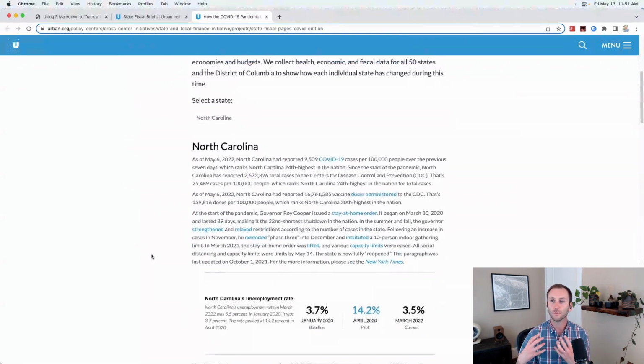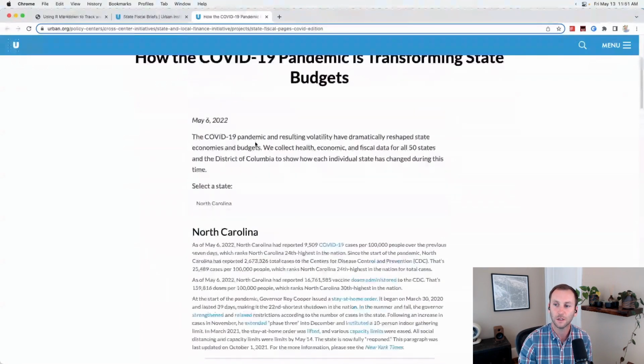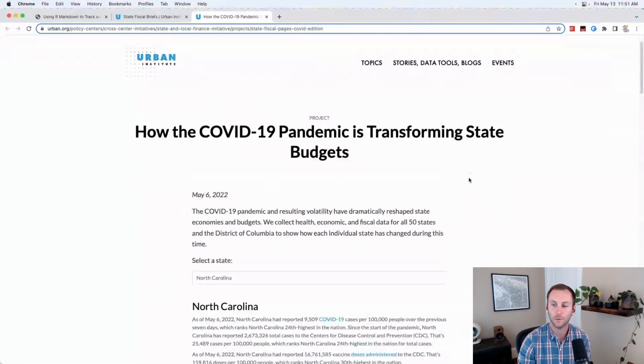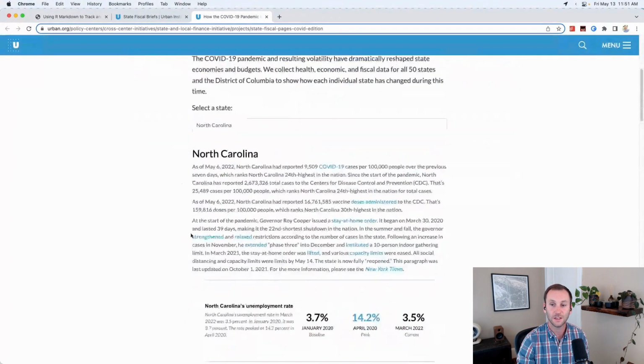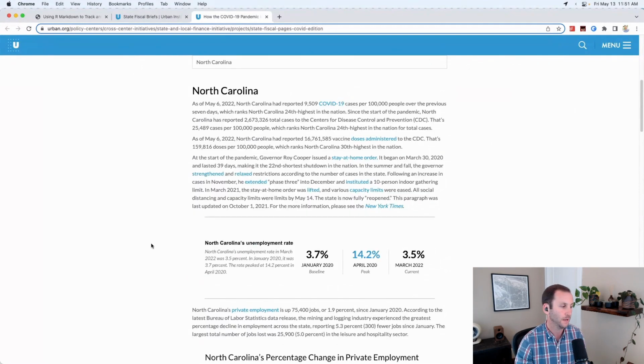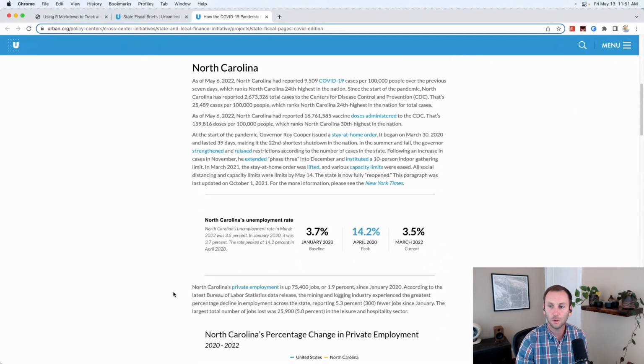And so just from a technical perspective, all of this content from here up is just on the Urban website, right? And then my understanding is that this part, starting at North Carolina and going down, is what you created using R Markdown and parameterized reporting. Is that accurate? Yes. Okay, cool.